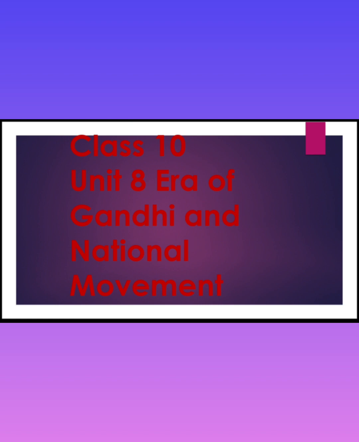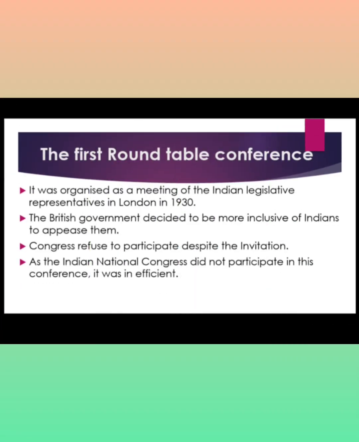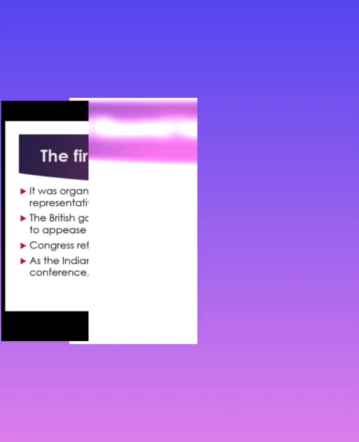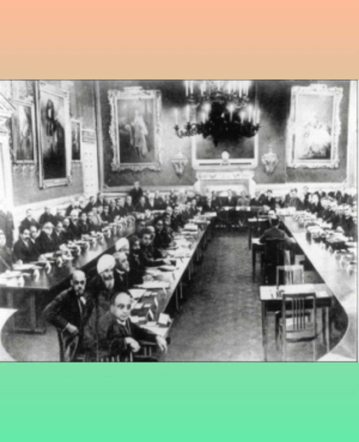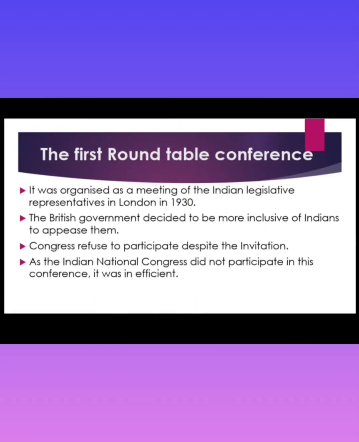Students, a meeting of Indian legislative representatives was held in London in 1930. This is the first Round Table Conference. This meeting conveyed the message that the government alone cannot take measures and ignore the Indians. But Congress refused to participate despite the invitation, as the Indian National Congress did not participate in this conference.